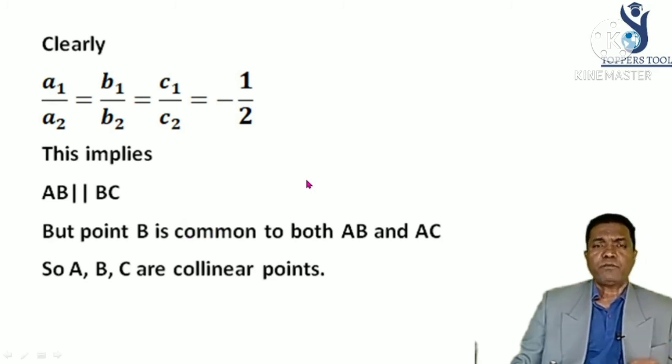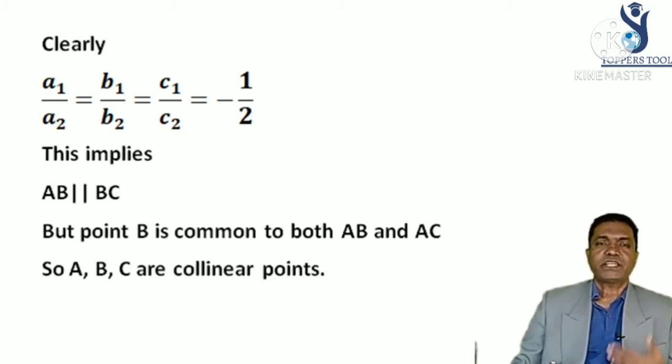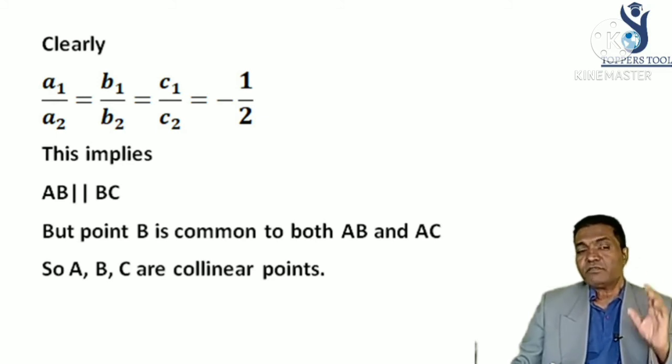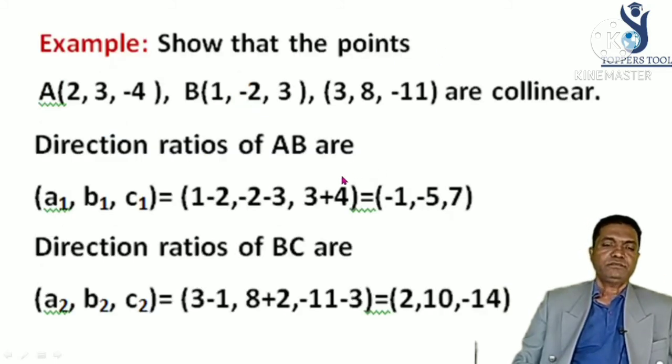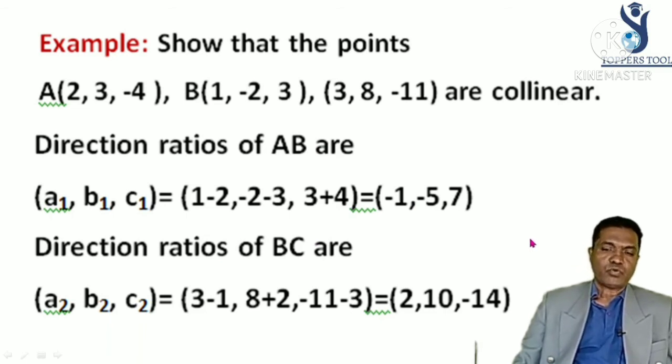So in order to show that the points are collinear, one more method is finding the direction ratios and finding the ratio of the direction ratios. If they are equal, you can conclude that they are collinear. So let's have one more example for your practice. Show that the points are collinear. You have to find direction ratios of AB, that I found here, and direction ratios of BC are here. Clearly, if you divide these two, you will get minus 1 by 2 in this case also.